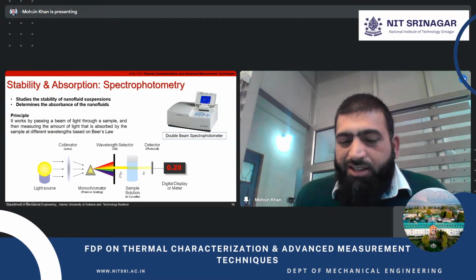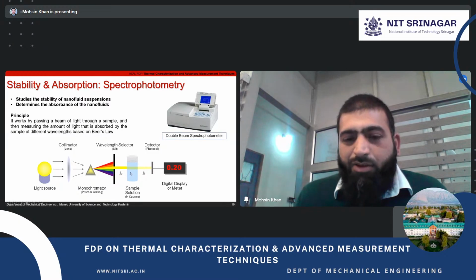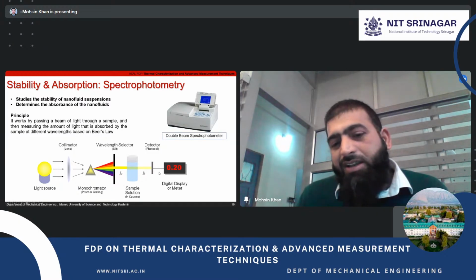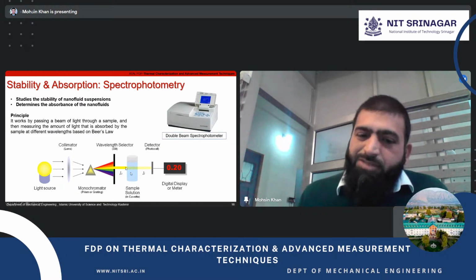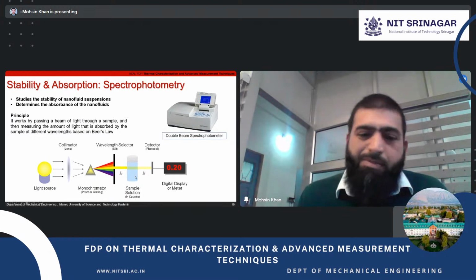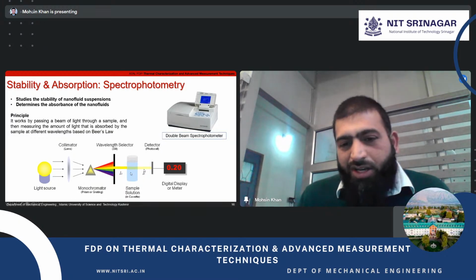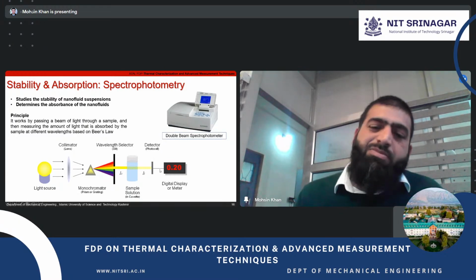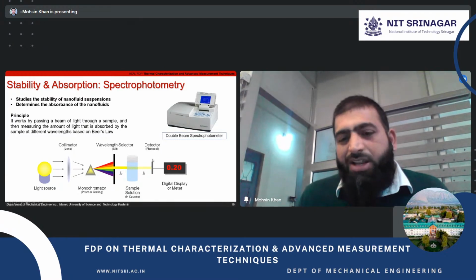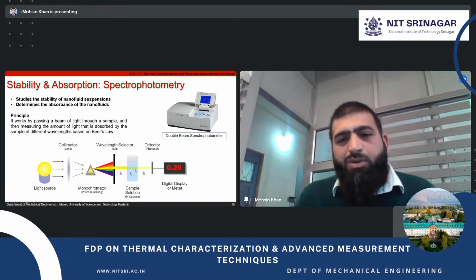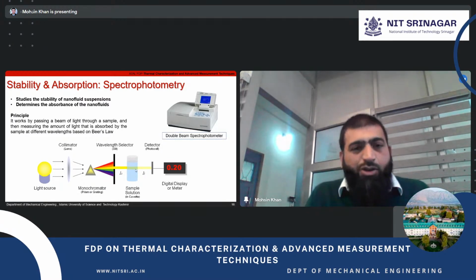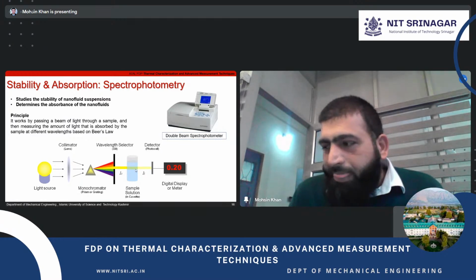Say I naught is the intensity of the light that is incident on the sample, and IT is the transmitted light. A part of it is being absorbed, a part of it is being reflected, and a part of it is being transmitted. Whatever remains is detected by the detector. So finally, we get an idea about how much light is being absorbed. Now, how is this used as a technique to measure the stability?